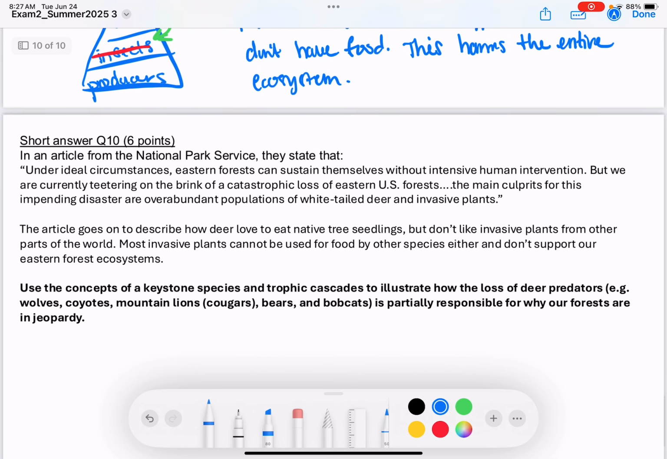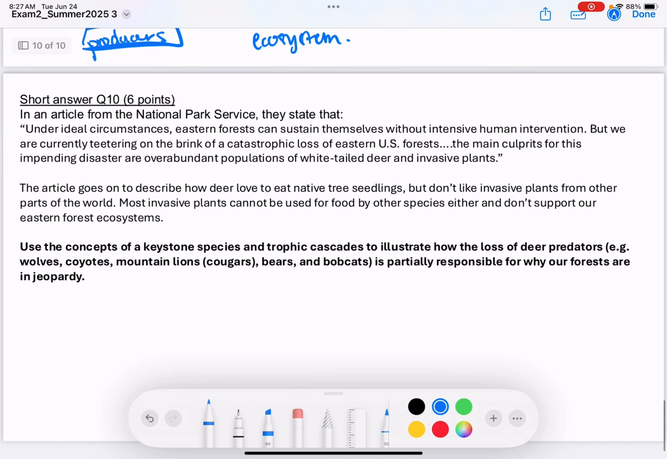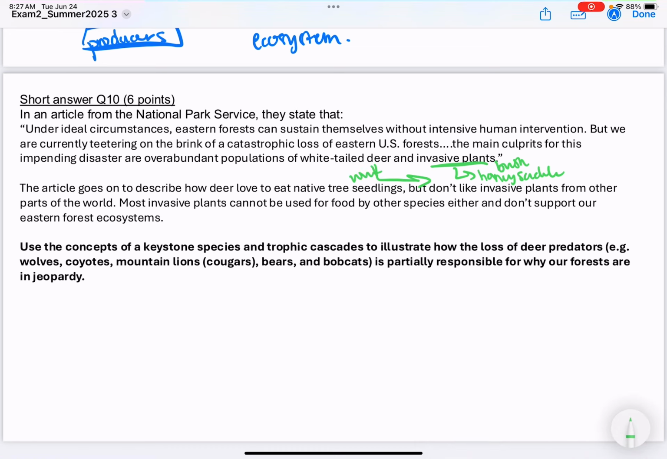Okay, next, in a short article from the National Park Service, they state that under ideal circumstances, eastern forests can sustain themselves without intensive human intervention, but we are currently teetering on the brink of a catastrophic loss of eastern U.S. forests. The main culprits for this impending disaster are overpopulation of white-tailed deer and invasive plants. So if you go out right now to any of the forests, like Daniel Boone, one of the main things that you'll see in there is called a bush honeysuckle. There are native honeysuckles, but there's also this bush honeysuckle that's taking over, okay? And the white-tailed deer won't eat it. Because they don't like it.